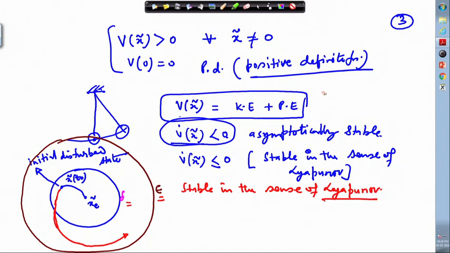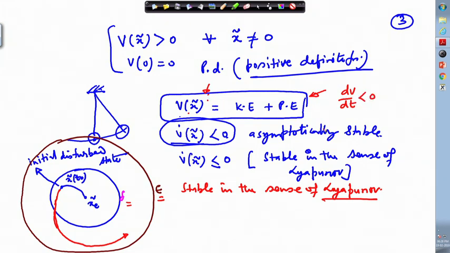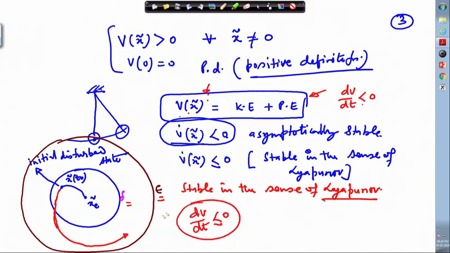So what we have observed is that if this is the energy function and the energy is getting dissipated, then dV/dt must be less than 0, because it is continuously decaying. But sometimes it may not decay, so in that case we write dV/dt less than or equal to 0. If dV/dt equals 0, your energy is not decaying at all, so wherever you have disturbed it, that disturbance will not die out.